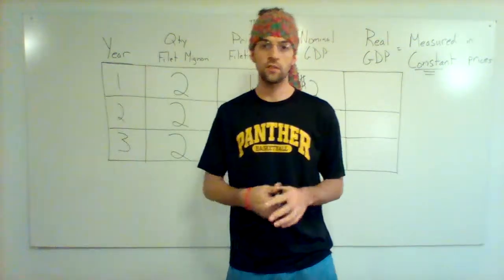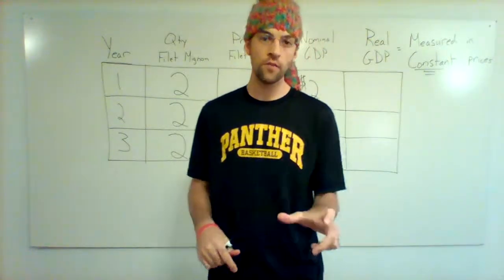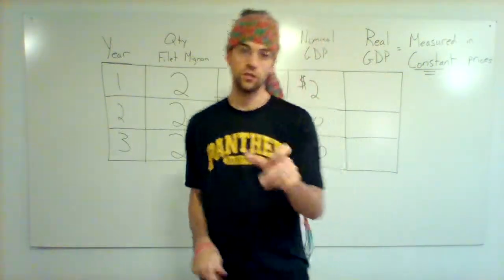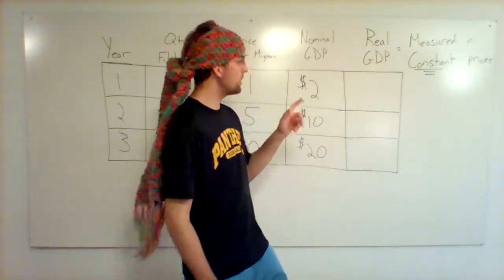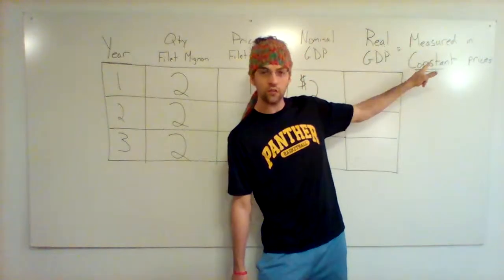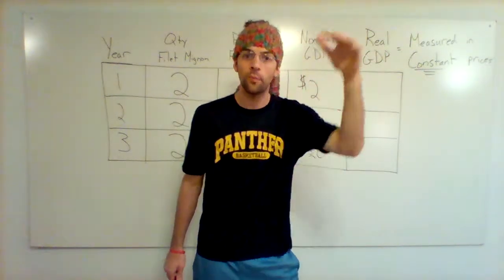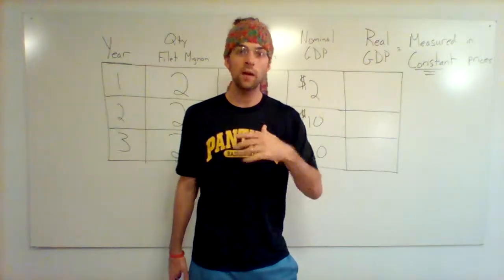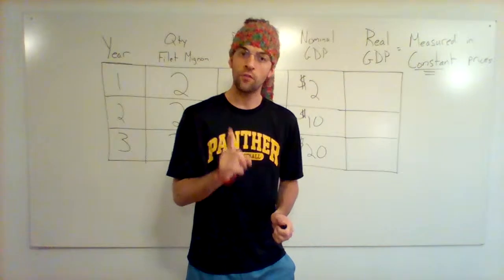Okay, welcome back. So we just did nominal GDP, we're going to do real GDP now. The major difference is the prices that you use when calculating real GDP. Before we had current prices, now we're going to measure our real GDP in constant prices. So before, remember, the price was changing. This chart behind me is the exact same chart, but we're going to use a different price.